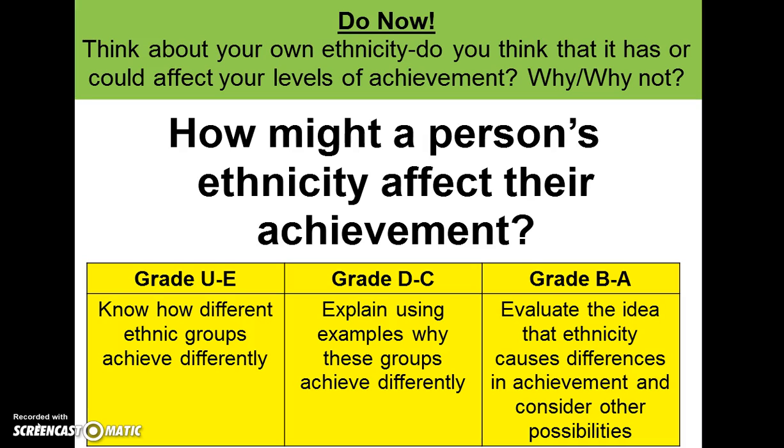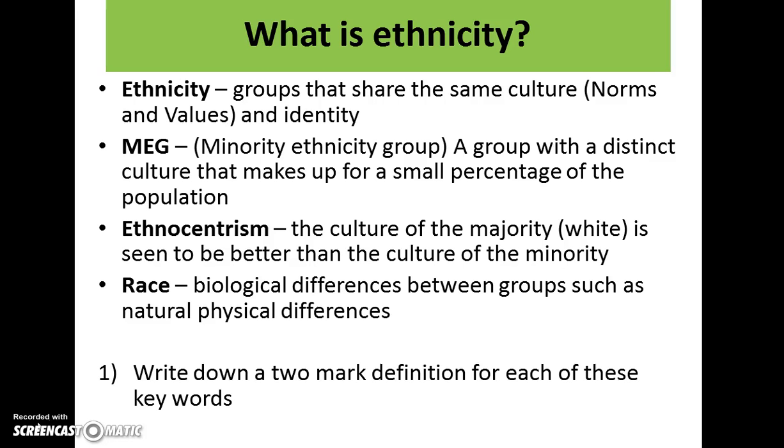The outcomes for the lesson are to know that different ethnic groups achieve differently. You're going to then go on to explain why that might happen, and then evaluate the idea and consider other possibilities such as gender and class. So your main learning objective is how might a person's ethnicity affect their achievement.